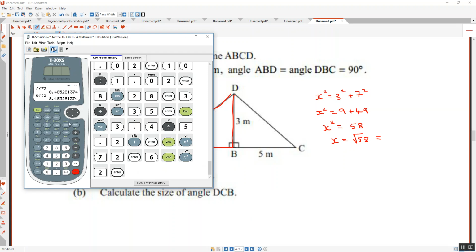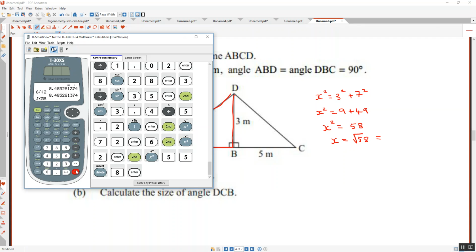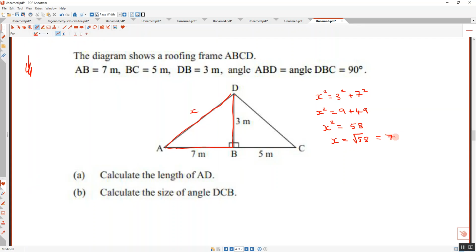If I put the square root of 58 into the calculator, I get 7.61577. I'm writing it out to quite a few decimal places because I don't want to affect my rounding for the next question. However, I'm going to use this answer, square root of 58, in order to work out B.